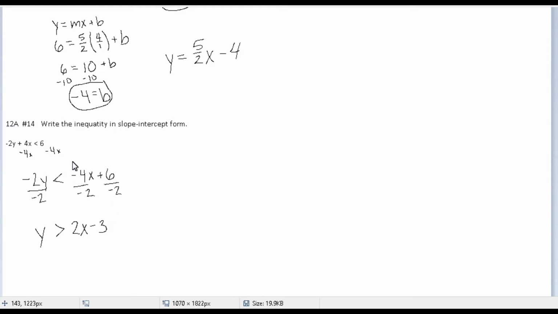Remember though, we divided by a negative, so we had to switch this sign, and then we left the y on the same side, and the x already moved over. So when we multiply or divide by a negative, we have to change the direction that the inequality is.